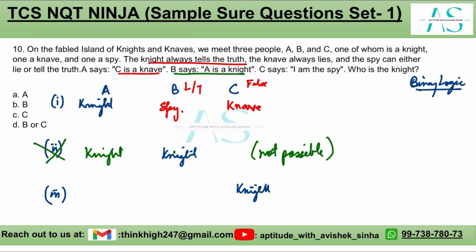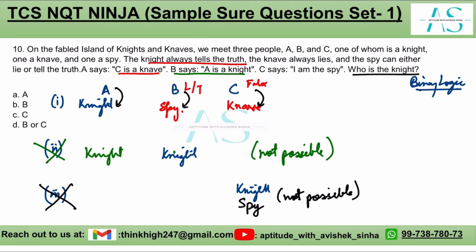Let's move on to the last scenario and understand what we have. Who's the knight here? C. C being the knight says, I am the spy. Arey, C is the knight. How can the knight be the spy? This is again self-contradictory, so this is not possible. So these two cases are omitted. We have A being the knight, B is the spy, and C is the knave. That is a definite answer. Who is the knight? A is the correct option.